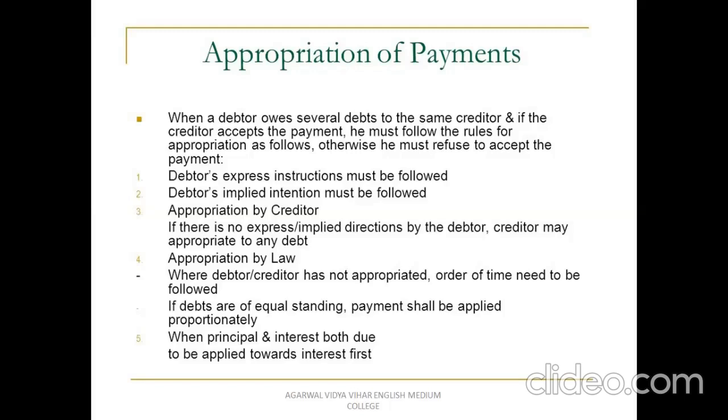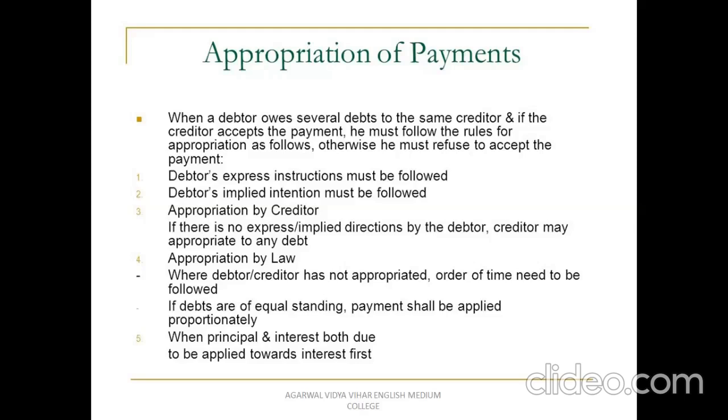So in that situation, if there is no express or implied direction by the debtor, the creditor may appropriate the debt according to the benefit of the banker. The banker, focus here. In that situation, the banker can appropriate the payment for the time-barred debt also, against which the banker cannot file a claim in the court. But the banker can settle it if no instruction is given by the debtor.